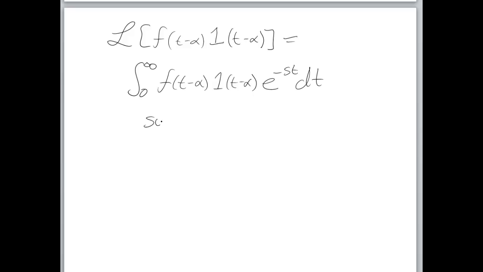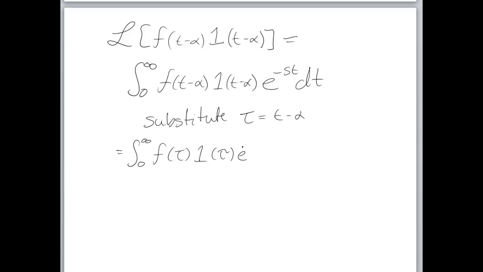Now we're going to make a substitution. We are going to substitute tau in for t minus alpha. It's going to make our life easier. Generally, when you do a substitution with math, you're doing it because it's going to allow you to work through the mathematical steps in an easier way. So once we make that substitution, our integral now becomes f of tau times 1 of tau times e to the minus s times tau plus alpha d tau.